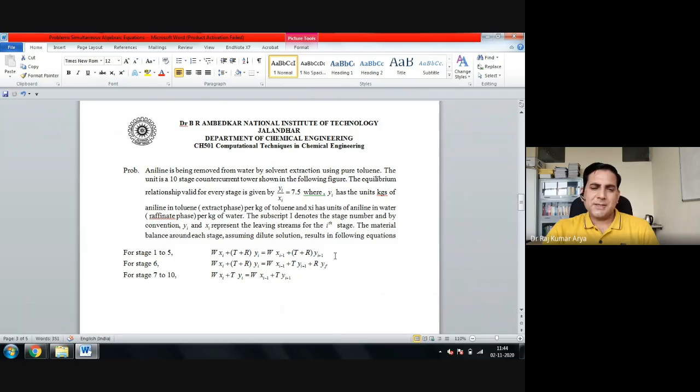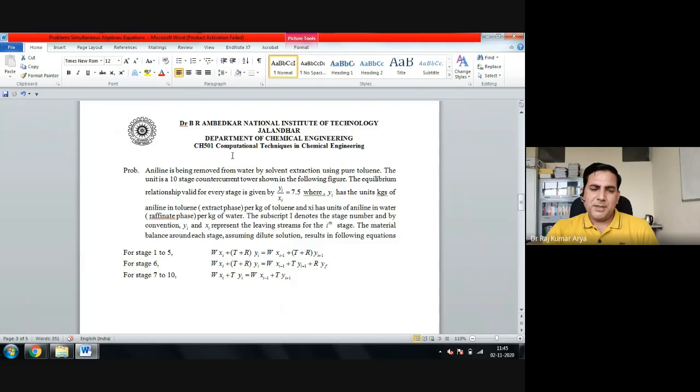The equilibrium relationship valid for every stage is given by yi upon xi equal to 7.5, where yi has units kg of aniline in toluene, extract phase, per kg of toluene, and xi has units kg of aniline in water, raffinate phase, per kg of water. The subscript i denotes the stage number, and by convention yi and xi represent the leaving streams for the ith stage.